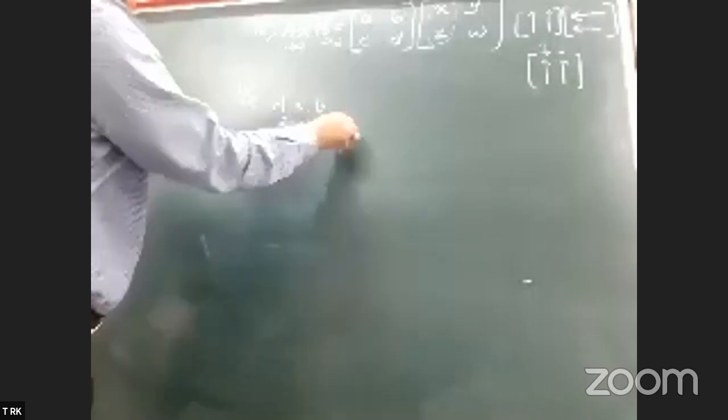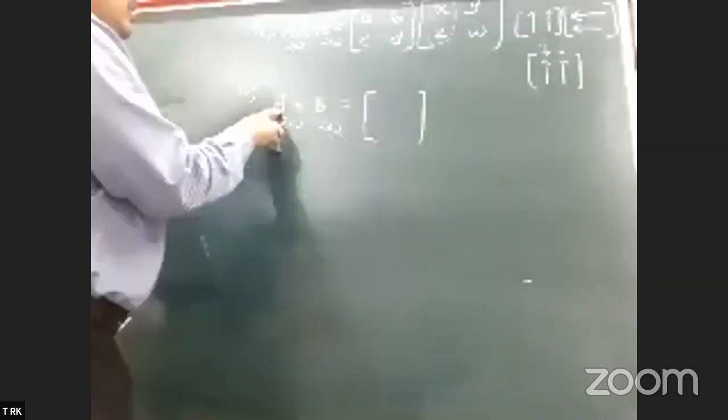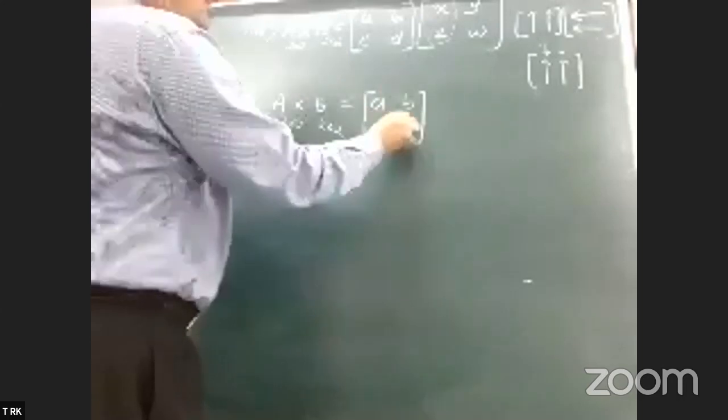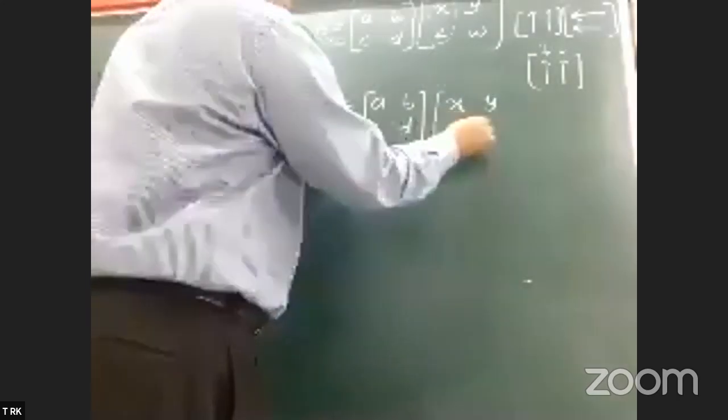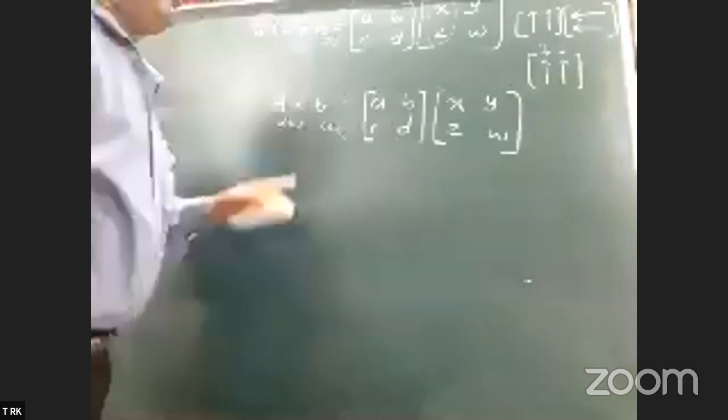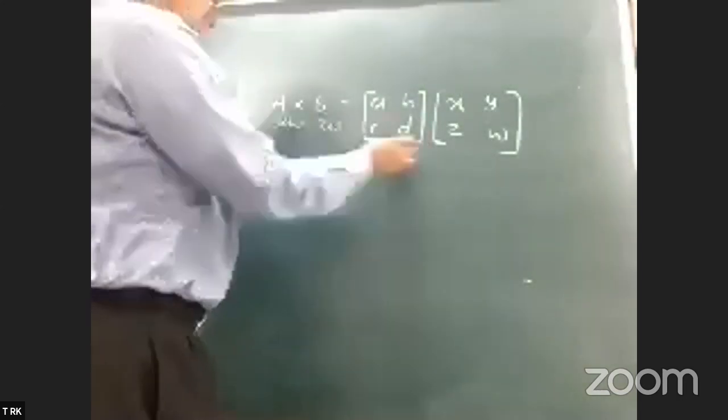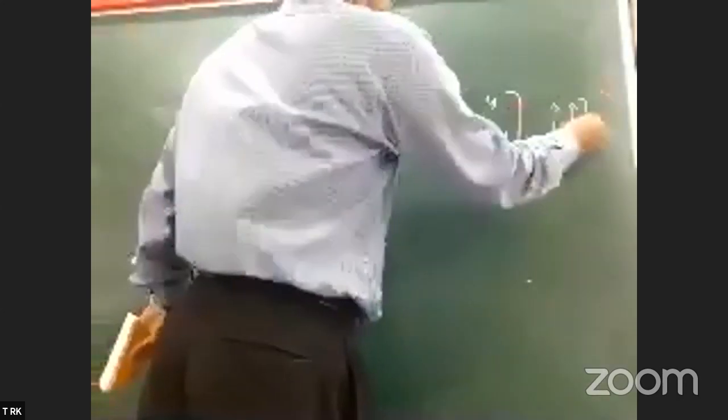The first point: A is 2 cross 2, B is 2 cross 2. A is A, B, C, D. And B is X, Y, Z, W. See, A cross B, 2 cross 2, 2 cross 2. Number of columns of the first must be equal to the number of rows of the second.